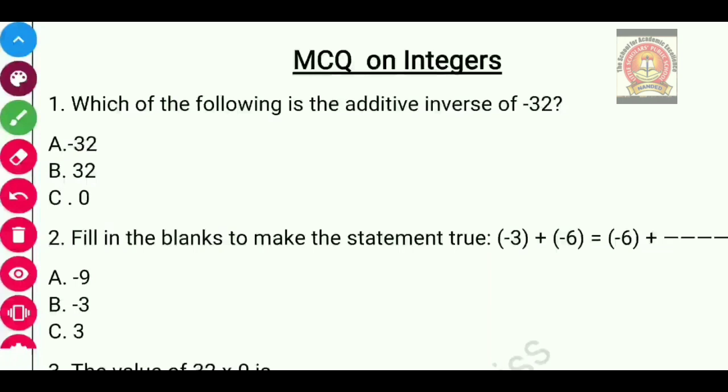We know that additive inverse is nothing but the negative of its number. Minus of 32, its negative is going to be plus 32. So plus 32 is the right answer.